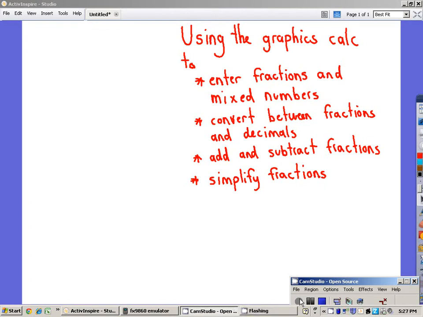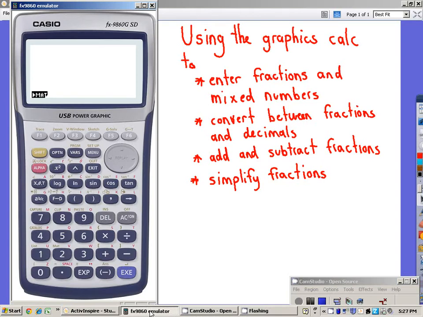In this screencast, we'll be using our graphics calculator to have a look at how we can manipulate fractions. The buttons that we're mainly going to focus on are this button here, which has got A b/c, which is like a whole number and then the fraction bit, and also F to D, which is a conversion button that allows you to go from fractions to decimals. Let's have a quick look though.